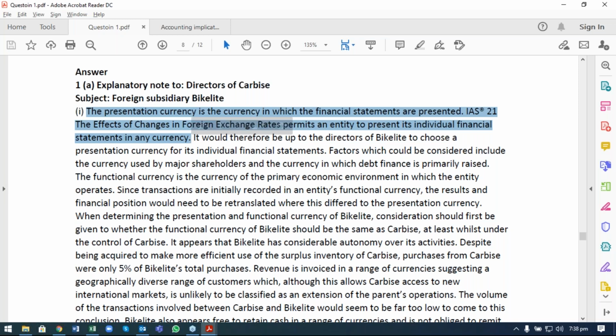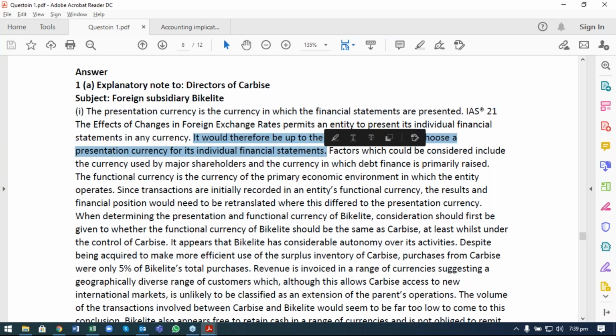You cannot restrict the company to present its financial statements in any specific currency. IAS 21 says it depends upon the company to present its individual financial statements in any currency the company wants to. But it would therefore be up to the directors of Backlight to choose the presentation currency of the individual financial statements of the company.